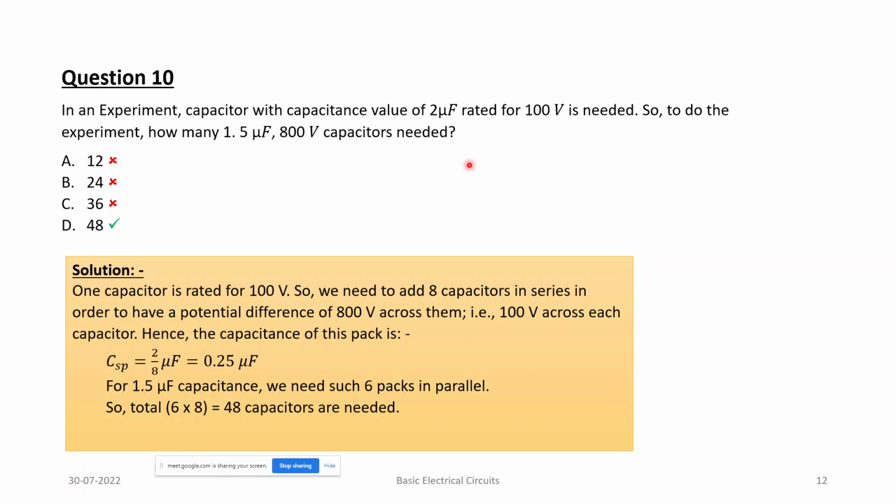Sir, 1.5 microfarad 100 volt is needed, right? 1.5 microfarad 100 volt is provided to you, n number of capacitors of that rating. Yes sir. And you need to ensure a 2 microfarad 800 volt equivalent capacitance, a pack using these capacitors.